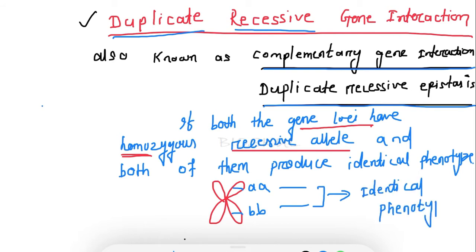Identical phenotype. So here you can see this homozygous recessive allele and this homozygous recessive allele produce an identical phenotype. That means they duplicate. The recessive allele is duplicated and produces an identical phenotype. That's why it is known as duplicate recessive gene interaction.